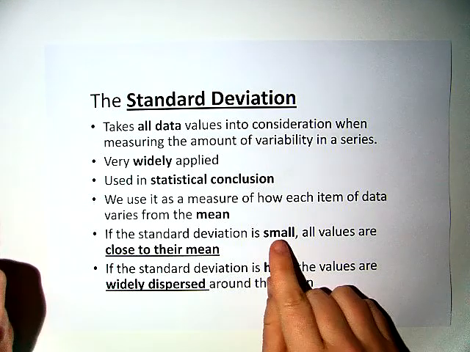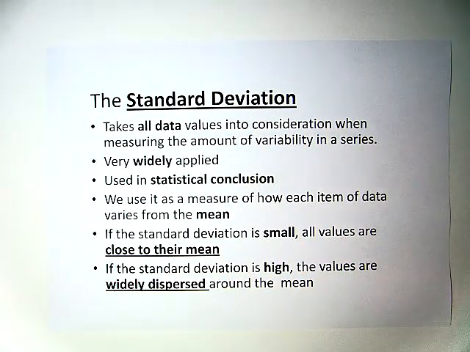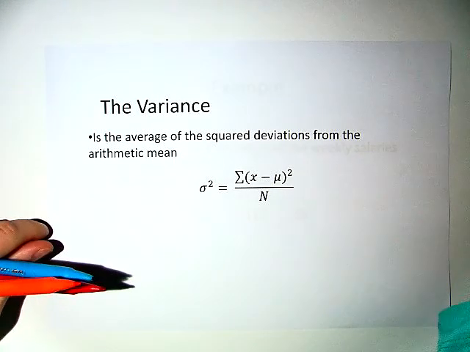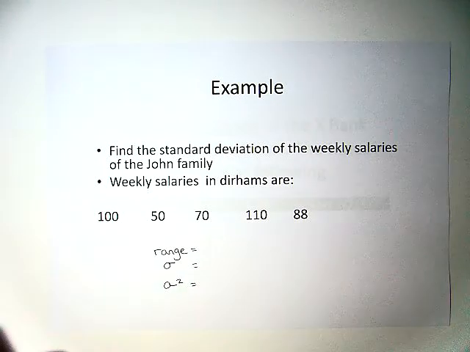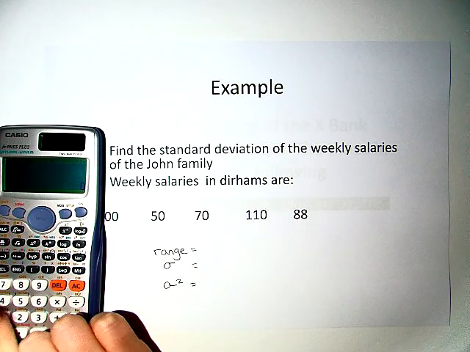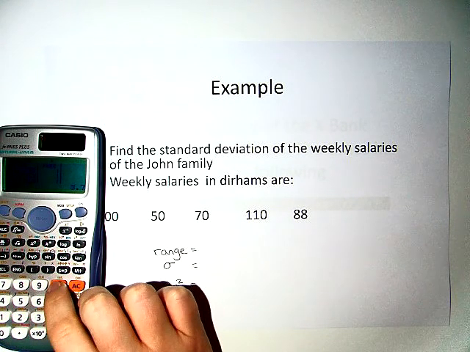If the standard deviation is small, the values tend to be close together. But if the standard deviation is high, then the values spread out. The variation, you just square the standard deviation. So let's go ahead and do this. We're going to go into stat. We're going to put in our data. If there's any data in there, please clear it out.